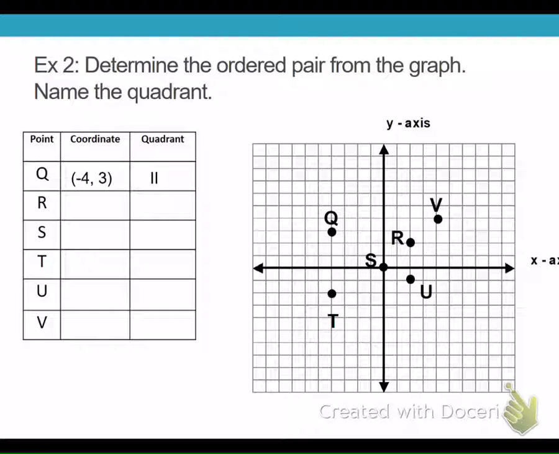All right, point R. How would I get there? Right 2, up 2. So the point is 2, 2. And that is in which quadrant? 1. The first one. I.